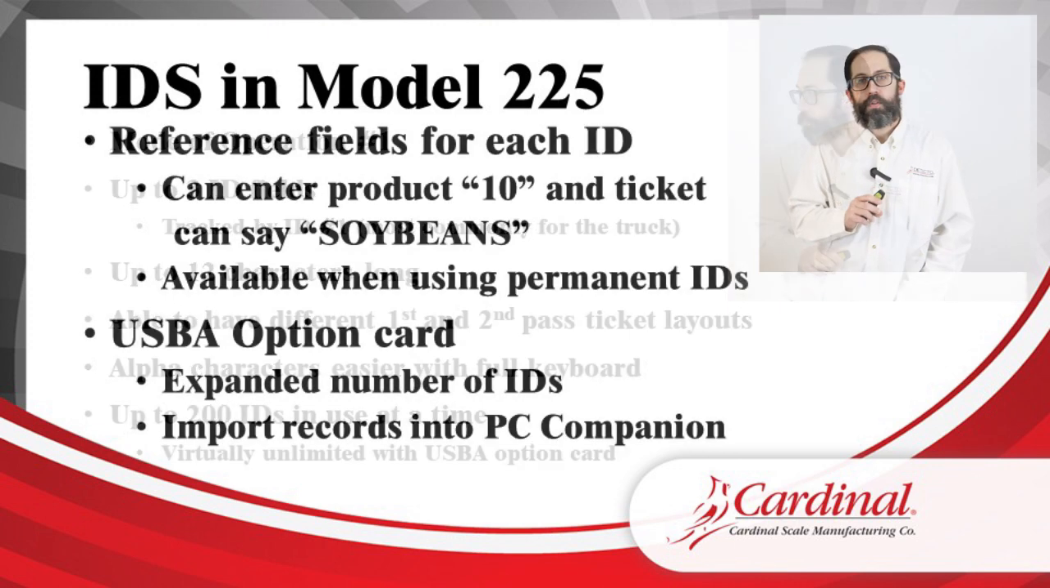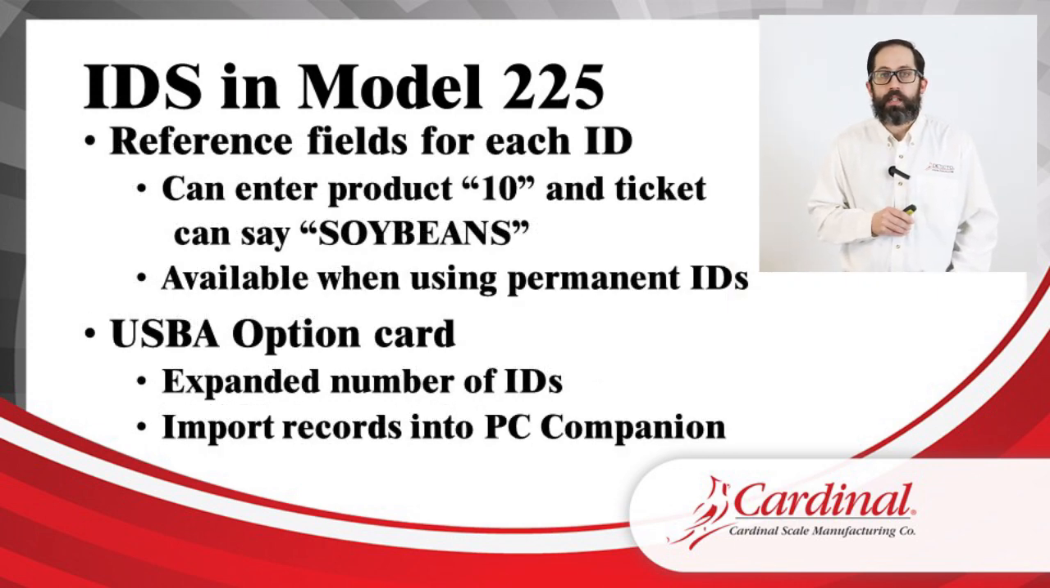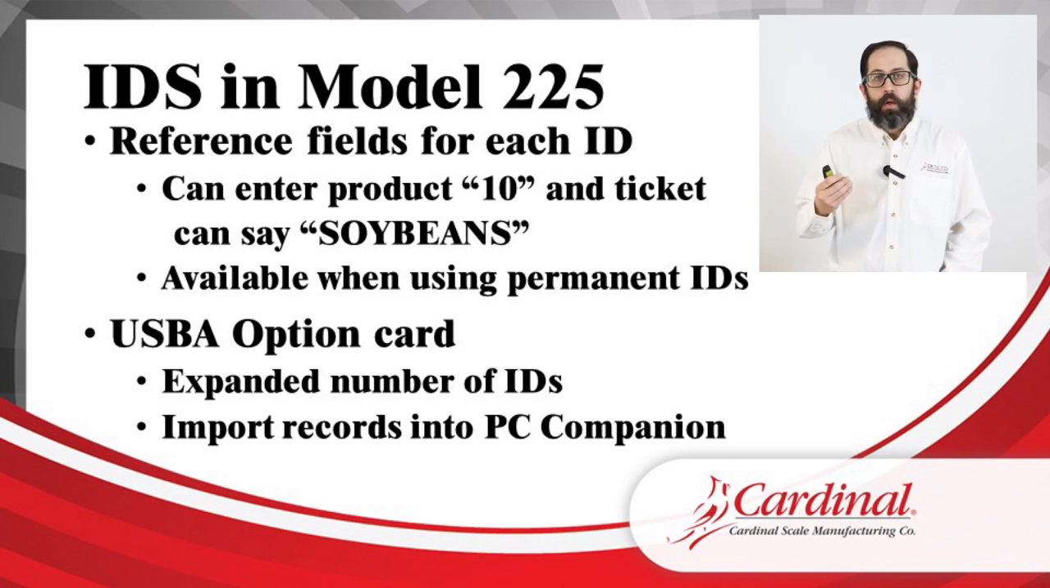An interesting feature that I really like about the 225, that in my opinion is underutilized, is each ID can have what's called a reference field. So a really good example is, let's say a company is selling some sort of seed or some sort of feed. And in this case, let's say they have soybeans as one of their products. So we can have it set up, and that's actually how I have my 225 here, how I have it set up.